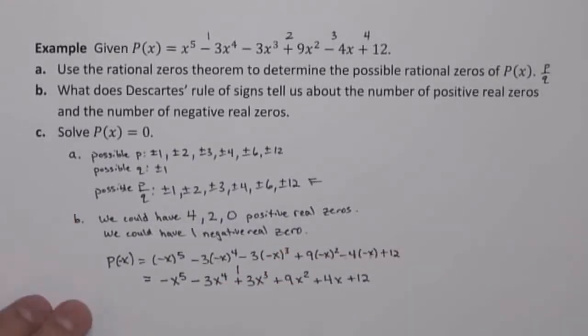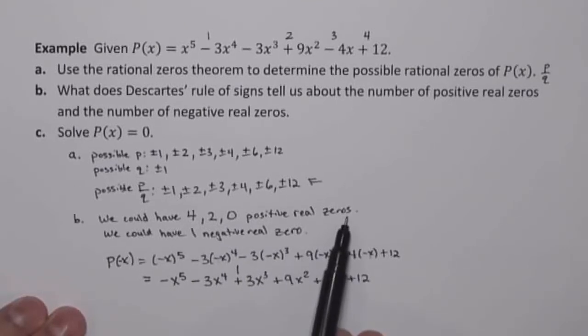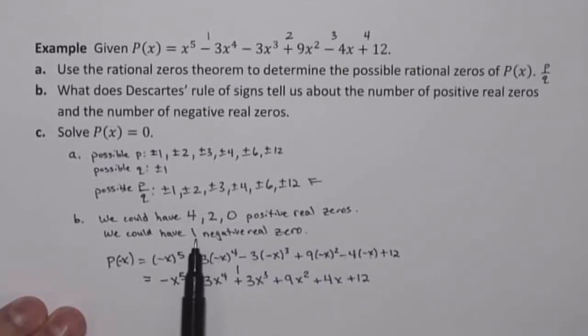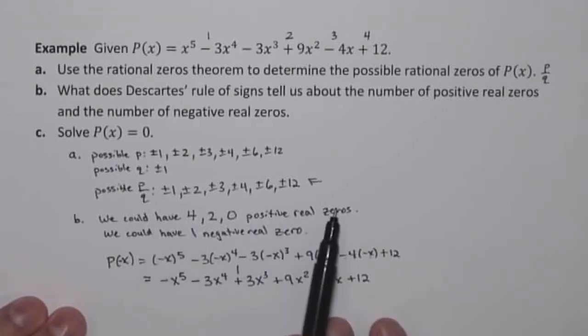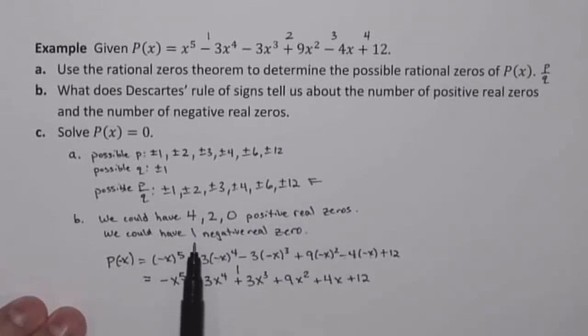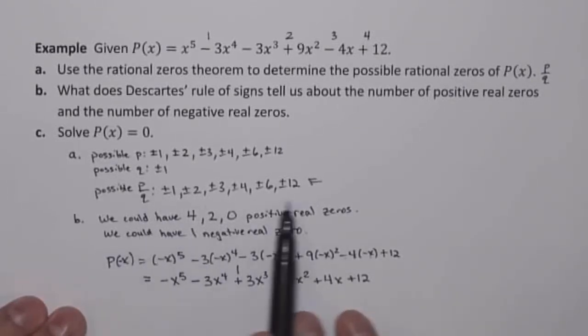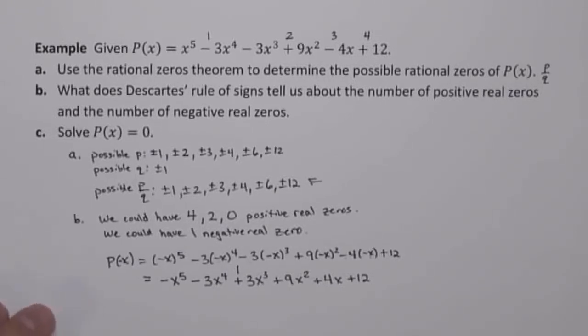So Descartes' rule of signs tells us that we could either have 4, 2, or 0 positive real zeros, and we could have one negative real zero. In fact, what this tells us is that we will have one negative real zero. It may or may not be one of these rational zeros because this negative zero could be irrational, but there will be one negative real zero. So now we want to solve, and we're going to use what we've learned from part A and part B to help us solve part C.